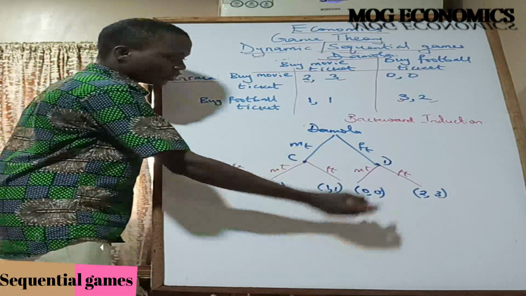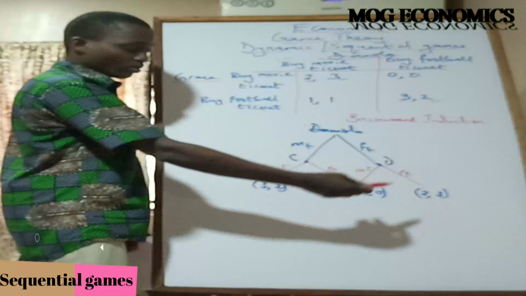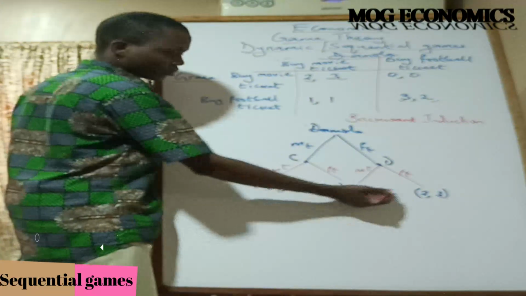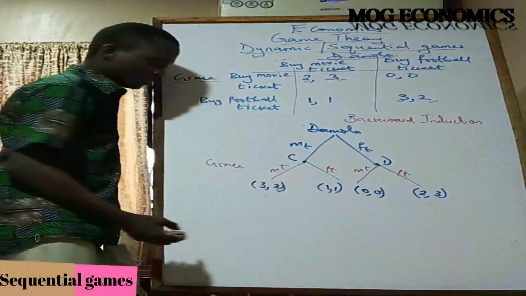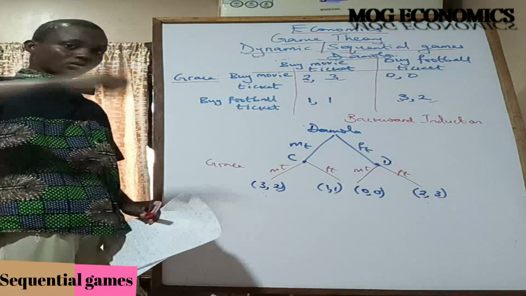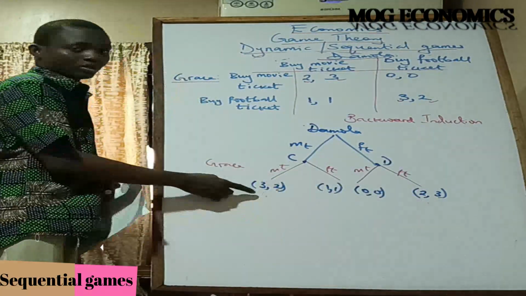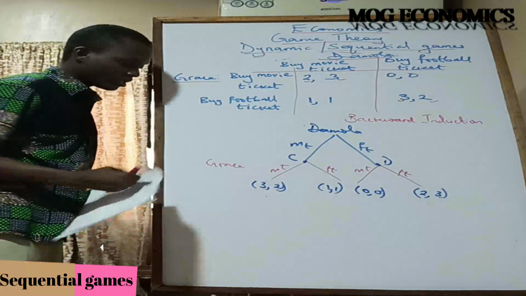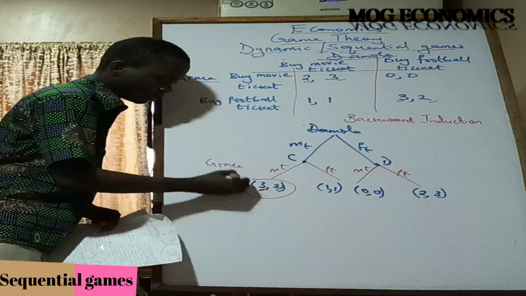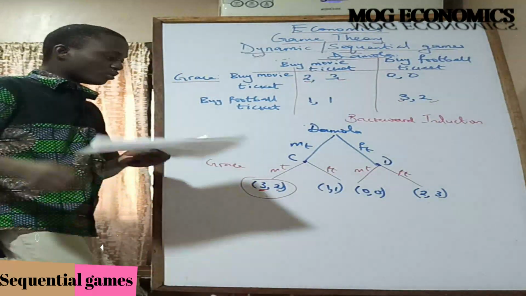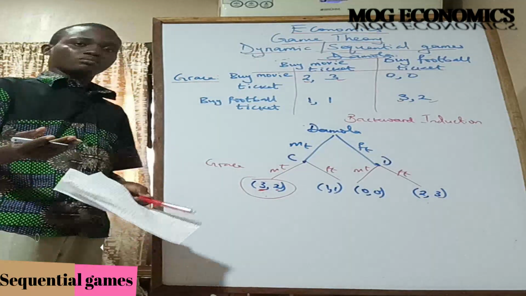Now in this place too, if she decides to go for a football ticket eventually, based on what Grace has done, Damola could either get a 0 or a 2. So 2 is the better option there. Now she will compare overall options. So overall, 2 is not as good as 3. So she's going to come back here and pick 3. So this then happens to be the equilibrium. So the equilibrium is where both of them buy movie tickets.